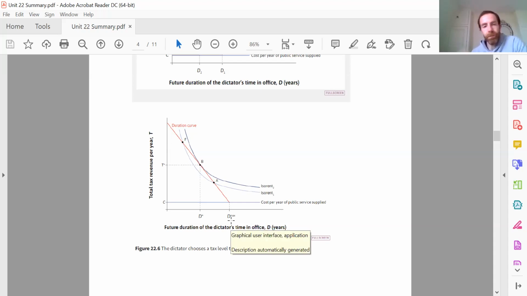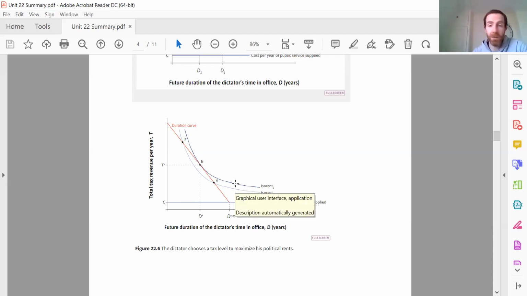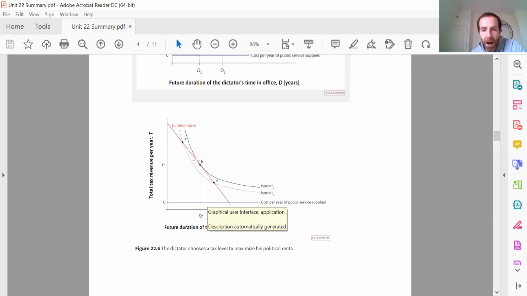So how does the dictator decide what level of tax to set? Well, we've seen this type of problem lots and lots before. We've got the constraint, right, which is our duration curve, which we could, of course, think about a marginal rate of transformation there, right? The slope of this would give us the marginal rate of transformation. And then we've got a second set of curves, right? These ISO rent curves.